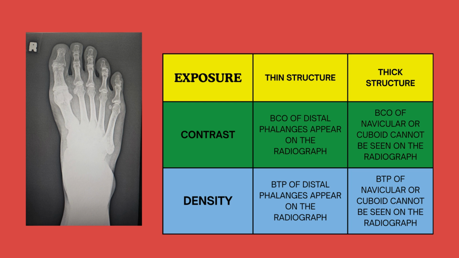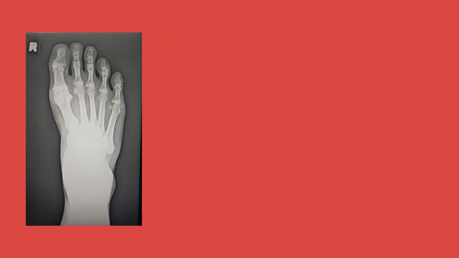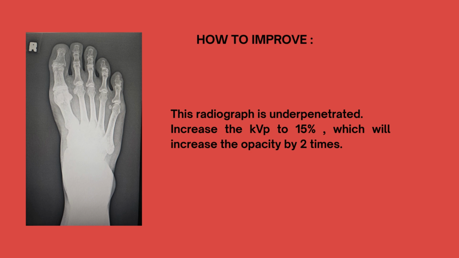Next, the bony trabecular pattern for thin structure, which is distal phalanges, appears on the radiograph, while for thick structure, which is navicular or cuboid, the bony trabecular pattern cannot be seen on the radiograph. To improve this radiograph, the radiographer should increase the KVP by 15%, which will increase the opacity by 2 times.